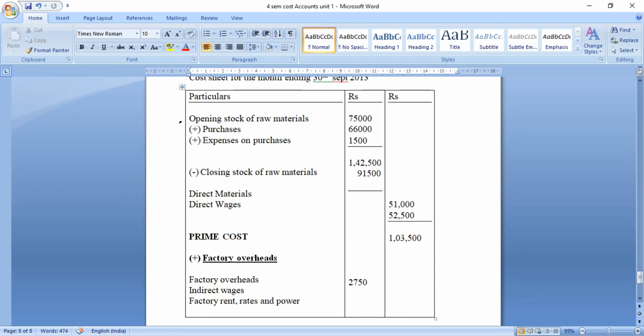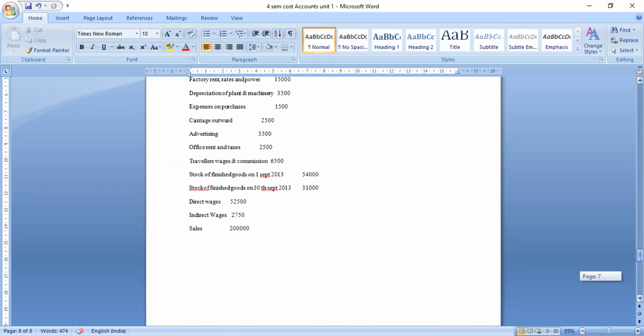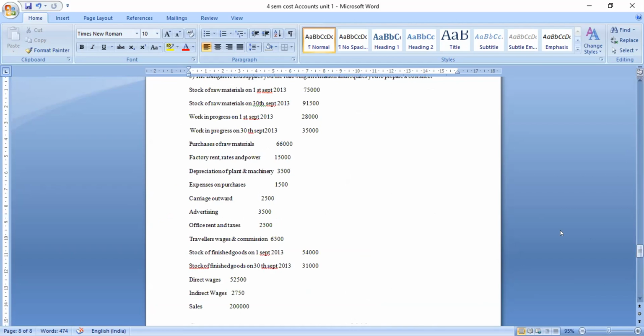Next ಏನ್ ಮಾಡಬೇಕು? Add the factory overheads. So now whatever is related to factory, now you will start adding it. So factory related ಏನೇನು ಅಂತ ತೋರಿಸ್ತೀನಿ, ಅದನ್ನೆಲ್ಲ factory overheads ಬರ್ಕೊಳ್ಳಿ. Okay, first factory related ಏನಿದೆ? Factory rent, rates and power first, depreciation of plant and machinery, and then indirect wages. Okay, so only 3 things are there. Only 3 things as per this problem.